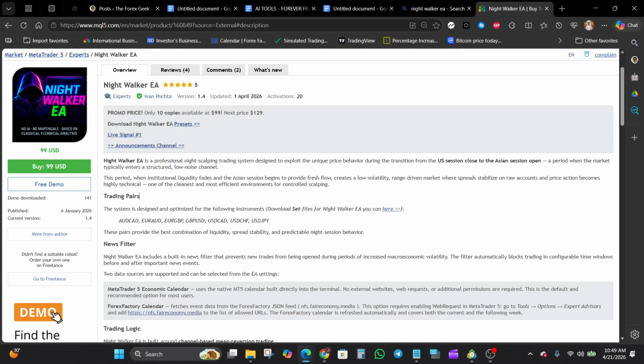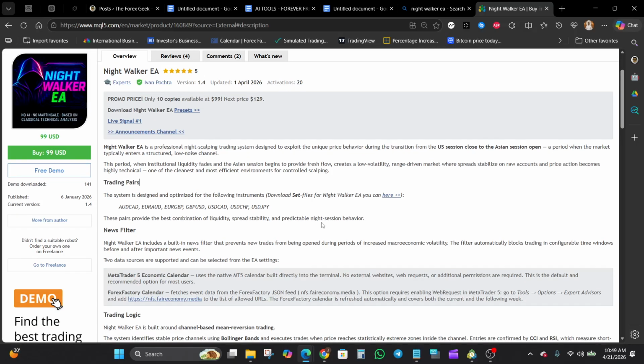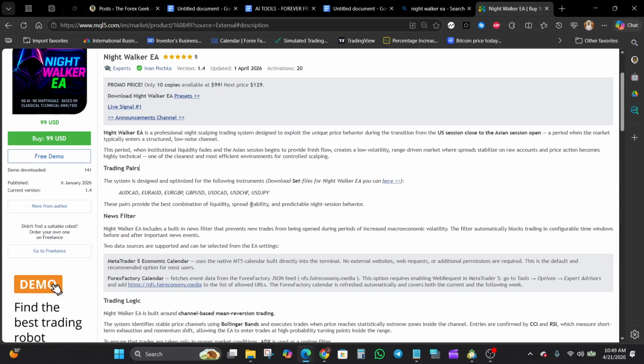Now, what I like here is that it is not trying to force trades throughout the day. It's very session specific, which already tells you the logic is quite selective. But of course, the real test is how it behaves when we actually run it in live market conditions. Okay, now let us just break down the key features and what they actually mean in practice.